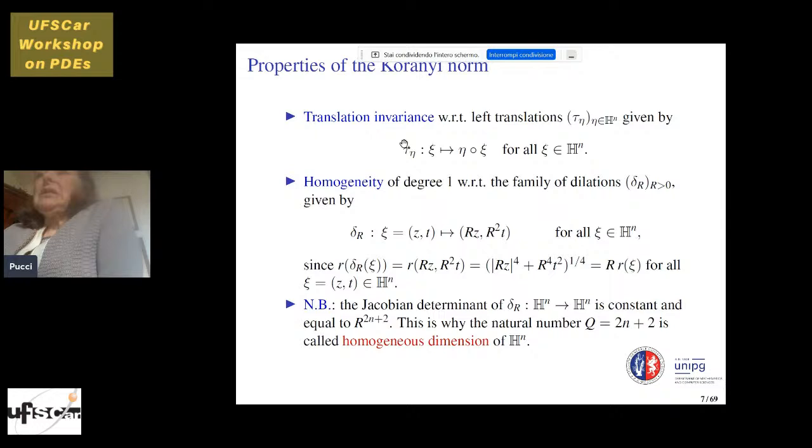What is important is that this is invariant under translation by eta, and is homogeneous of degree one, as is clear, with respect to the family of dilations, delta r, which are given in this form. What is important is this relation, which gives the homogeneity. The determinant Jacobian of the dilation is a constant and is equal, with r positive, to r to the power 2n plus 2. And 2n plus 2 is the natural number which is denoted in the literature by capital Q, and is called the homogeneous dimension of the Heisenberg group.